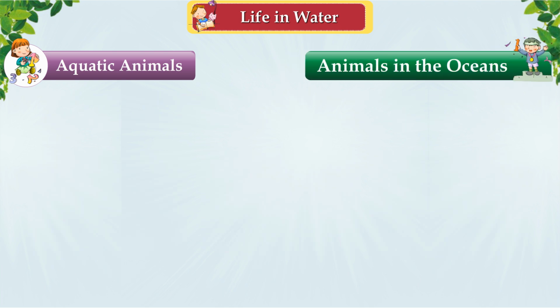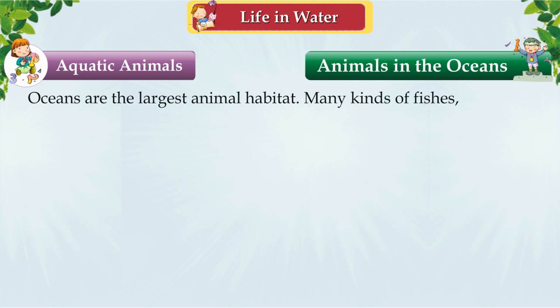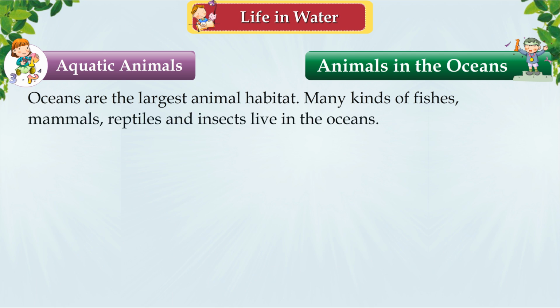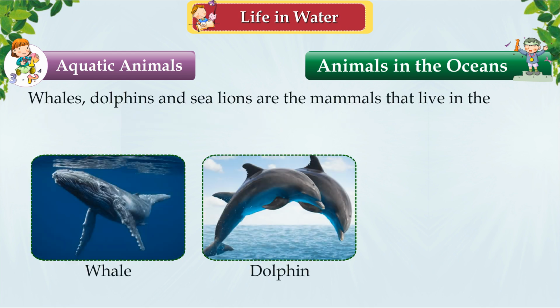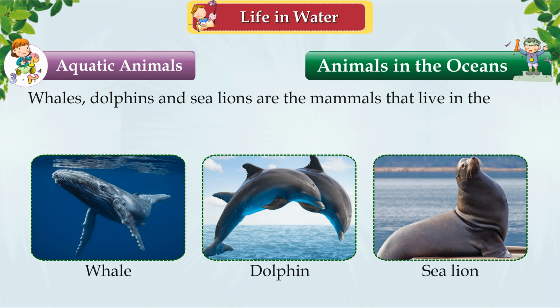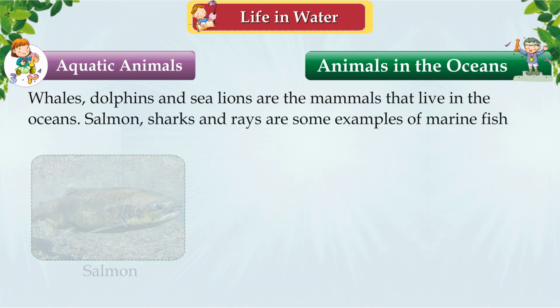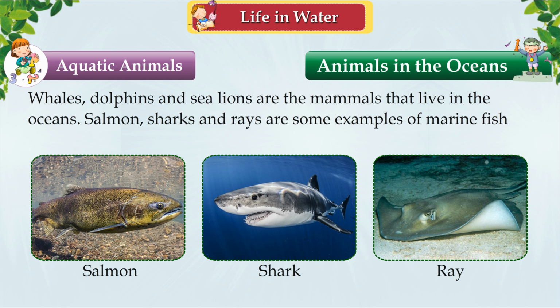Animals in the ocean. Oceans are the largest animal habitat. Many kinds of fishes, mammals, reptiles and insects live in the oceans. Whales, dolphins and sea lions are the mammals that live in the oceans. Salmon, sharks and rays are some examples of marine fish living in oceans.